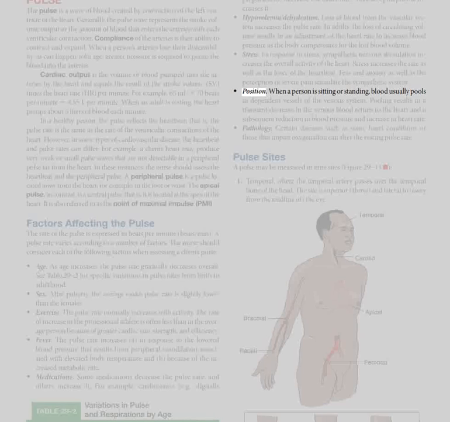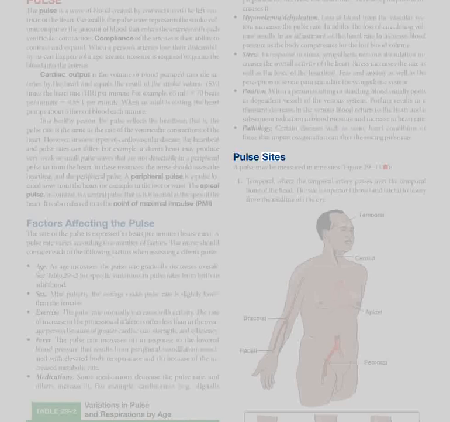Position. When a person is sitting or standing, blood usually pools in dependent vessels of the venous system. Pooling results in a transient decrease in the venous blood return to the heart, and a subsequent reduction in blood pressure and increase in heart rate. Pathology. Certain diseases such as some heart conditions or those that impair oxygenation can alter the resting pulse rate.